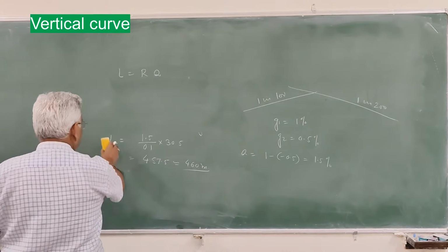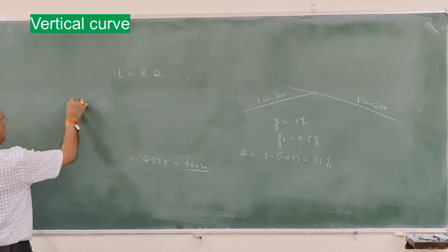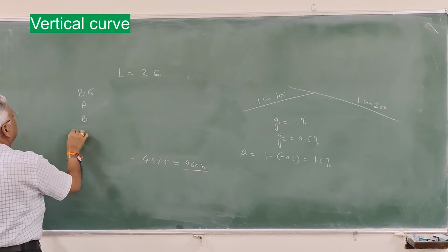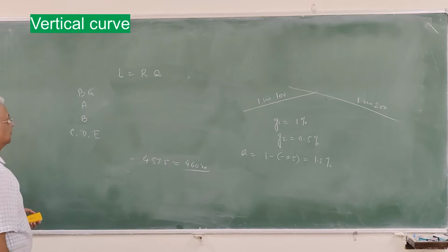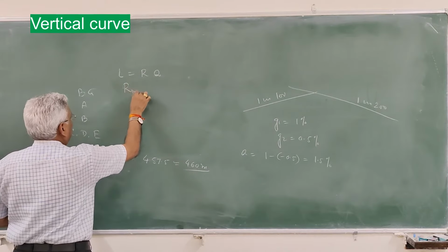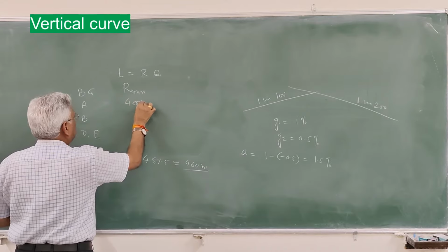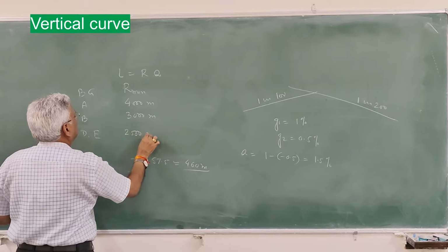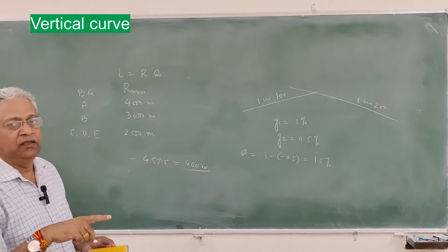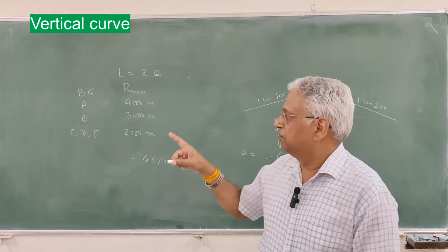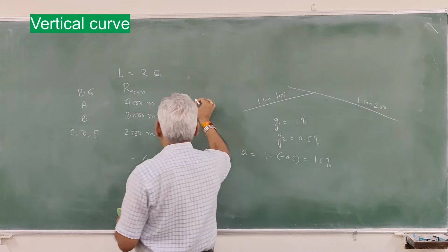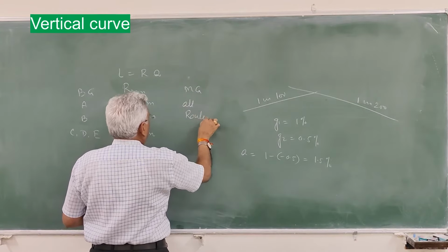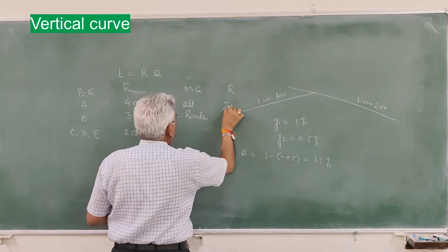And the radius of the curve for broad gauge lines of A, B and C, D and E, this minimum radius of the curve is specified as 4000 meter, 3000 meter and 2500 meter. These are the minimum radius to be provided on vertical curve for BG lines. In case of meter gauge lines, for all routes, this value is 2500 meter.